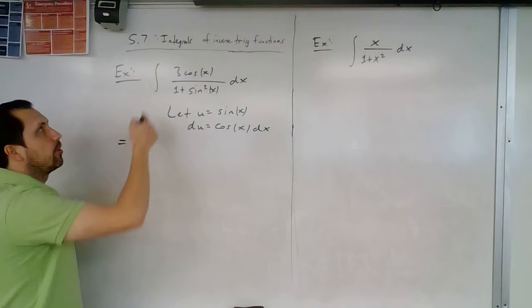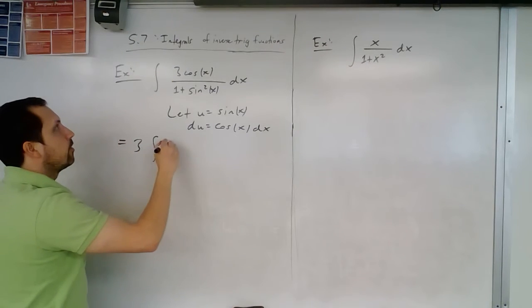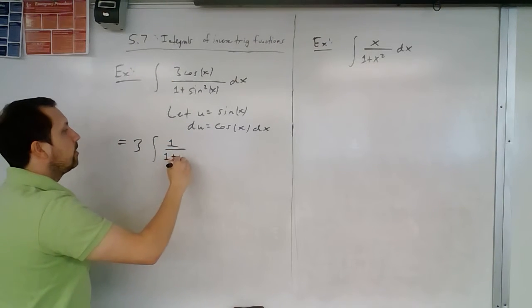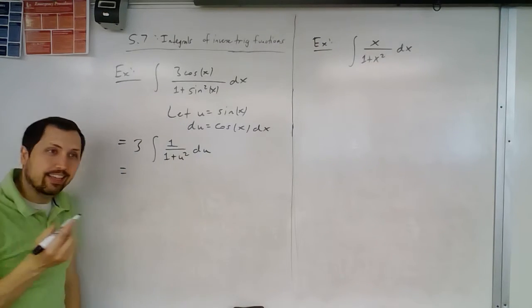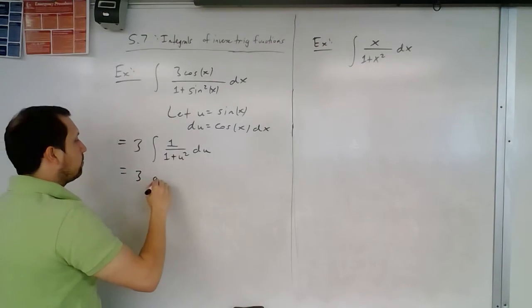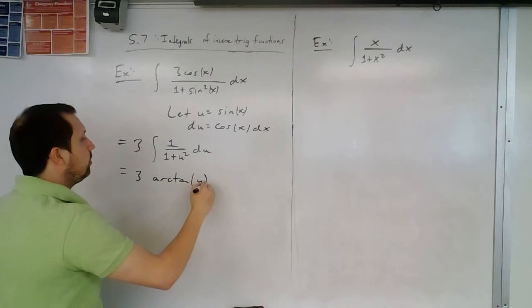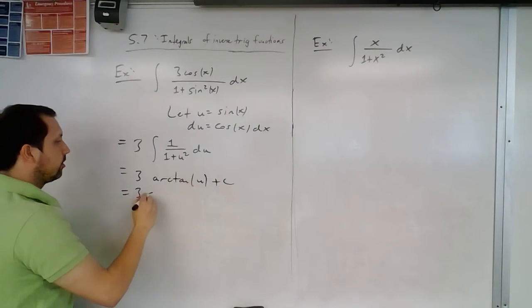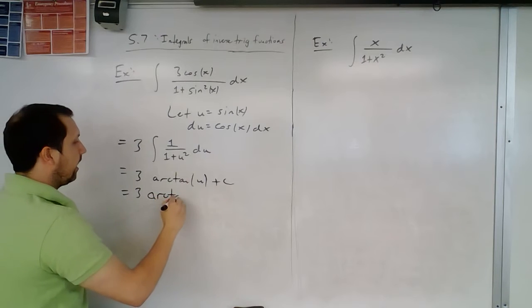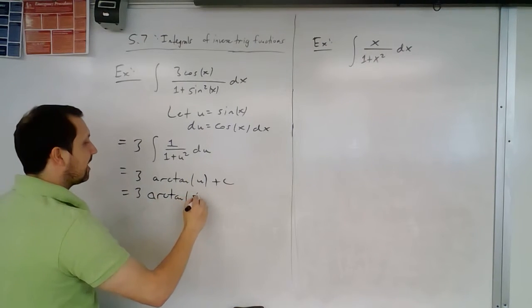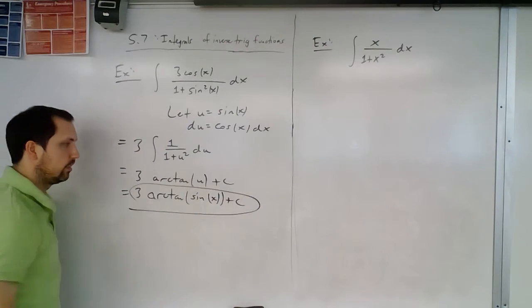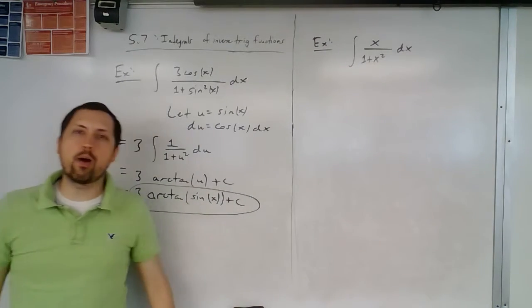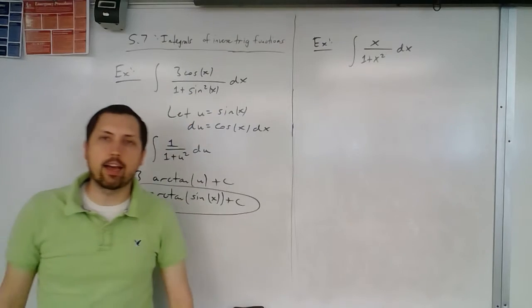So this is going to be the integral. Pull out the 3. Integral of 1 over 1 plus u squared du. This integral is now arctan. So I have 3 times arctan of u plus c, but that's just 3 times arctan of sine x plus c. You can always check your answer if you want, take the derivative, and get that back.